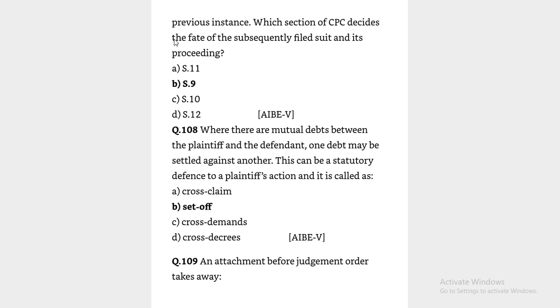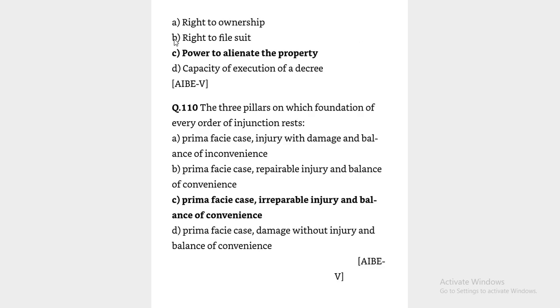An attachment before judgment is an order taking away the power to alienate the property. The 3 pillars on which the foundation of every order or injunction rests are prima facie case, irreparable injury, and balance of convenience.